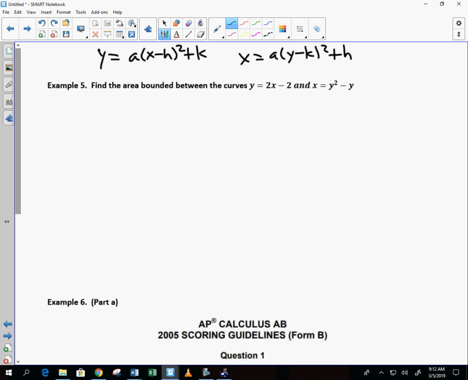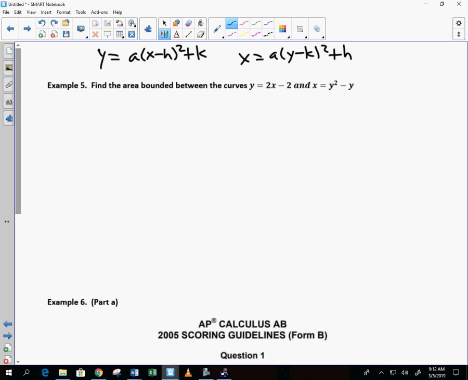So we get all these pieces, but we realize that this parabola right here went up and down, whereas this one went side to side, right? So this parabola goes side to side. I think one of the best things for me to do is just get a general idea of what this even looks like from the beginning.